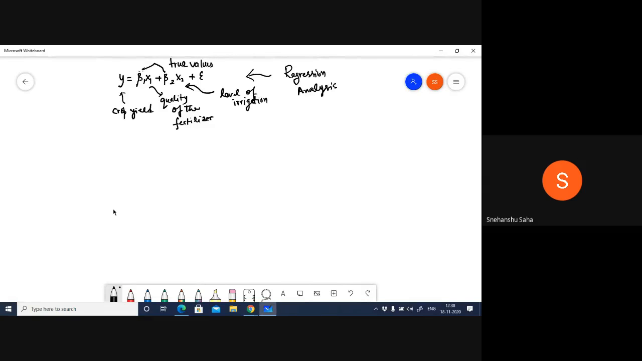The quality of the fertilizer is a different explanatory variable than the yield of crop, and as well as the level of irrigation, right? The sources of observation are different, and therefore the units of observation, or the units of the variable, are also different. So this is a statistical problem.